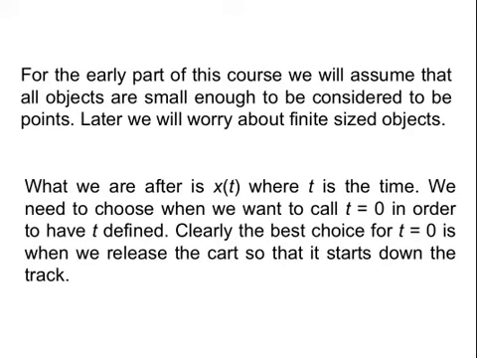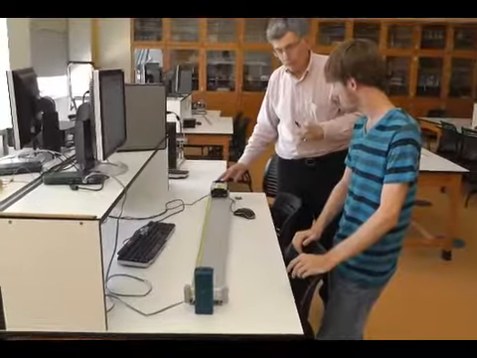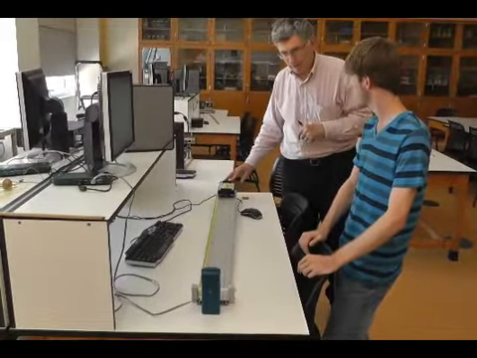What we are after is x of t, where t is the time. We need to choose when we want to call t equals 0 in order to have t defined. Clearly, the best choice for t equals 0 is when we release the cart, so that's when it starts down the track. So we're now going to do an experiment where I release this cart.